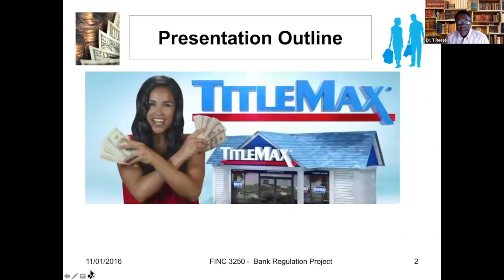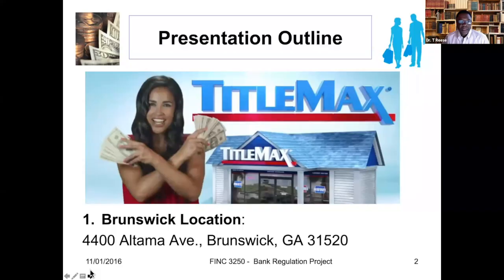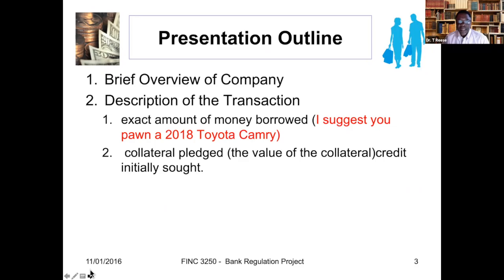All right, there's nothing to do on slide number 2. The location of title pawn is there. You may just want to verify that that location is still there. Slide 3, there's an overview of the company.